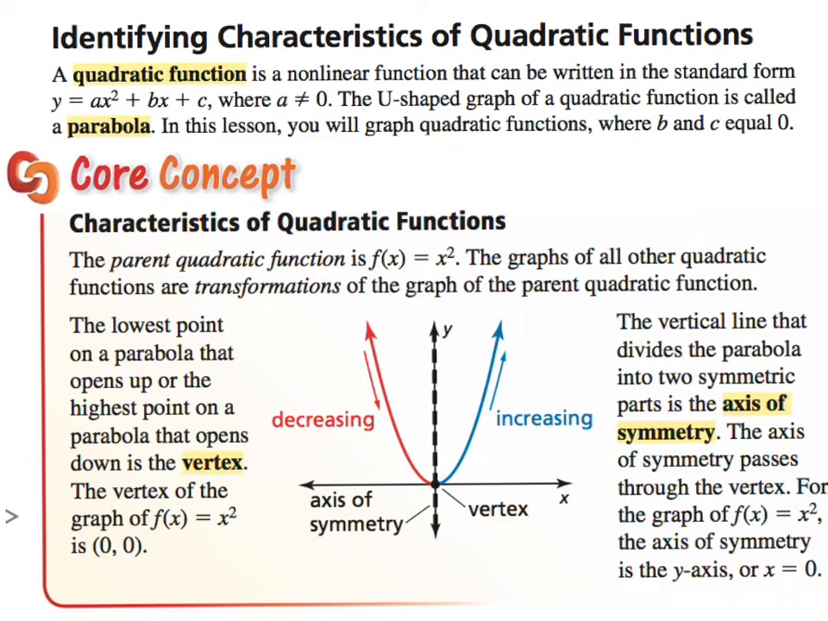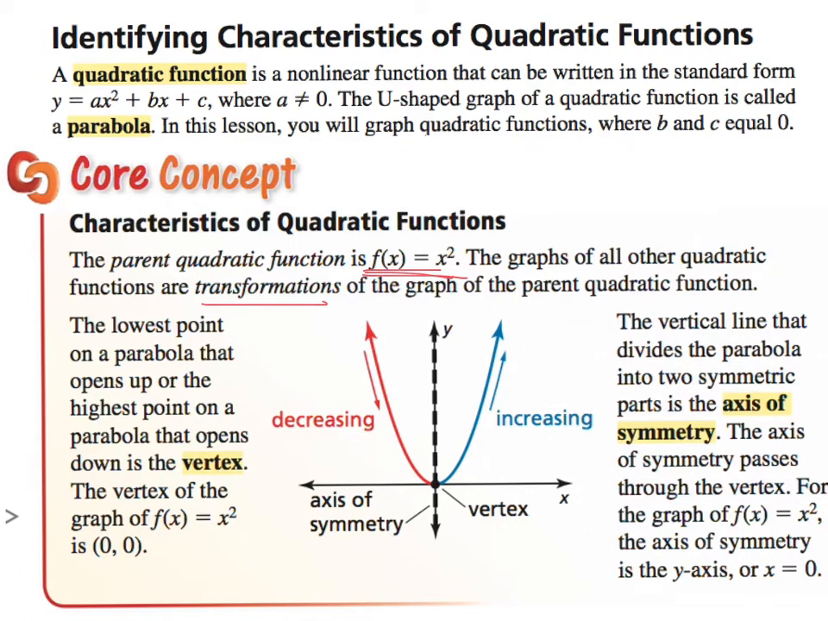So let's look at what our characteristics are. The parent quadratic function is f of x equals x squared. Previously, we've talked about parent functions in exponential equations, exponential growth and decay. Y equals x is the parent function of a linear equation. So now we're going to talk about the parent function. Now this is it. Y equals x squared, f of x equals x squared. The graphs of all other quadratic functions are transformations based off this parent quadratic function.